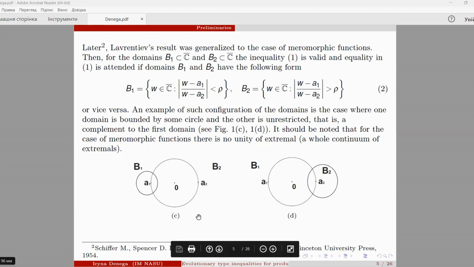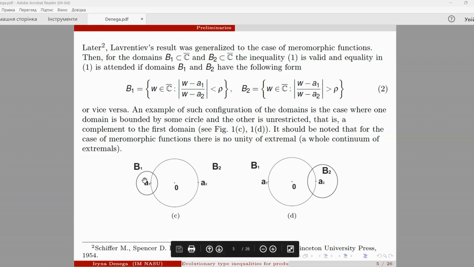Later, for example, in the monograph of Schiffer and Spencer, Lavrentiev's result was generalized to the case of meromorphic functions. Lavrentiev considered regular functions. If we have meromorphic functions, then for domains B1 and B2 the inequality 1 is valid, and equality in 1 is attained if B1 and B2 have the following form 2.